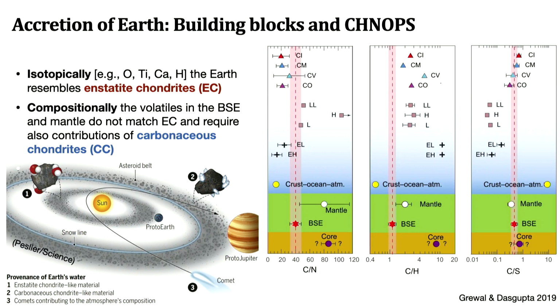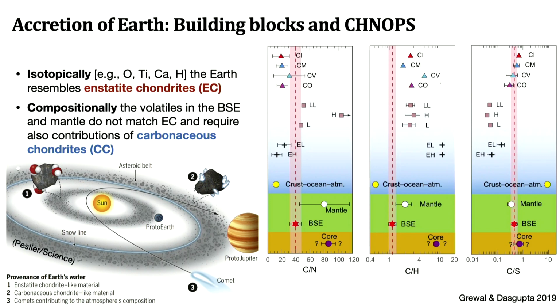However, there are nuances here. For example, if you look at the carbon to sulfur ratio, the bulk silicate Earth really seems to line up with the carbonaceous chondrites. Whereas for carbon to nitrogen, maybe there's a little bit of a difference. Maybe bulk silicate Earth is slightly higher.